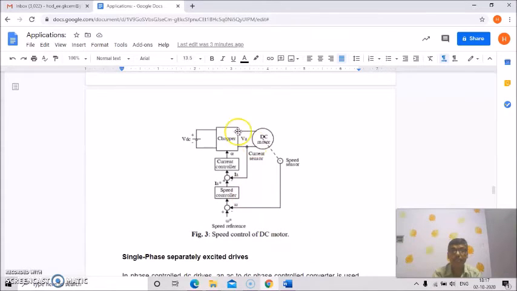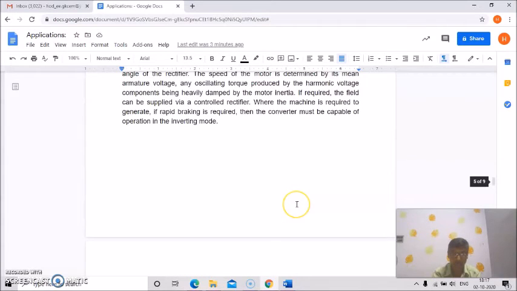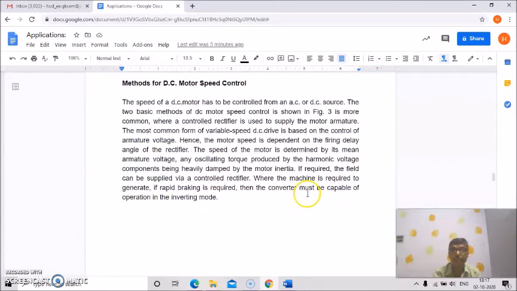Figure 3. We will discuss this speed control of the DC motor in detail, and this is the more common method where a controlled rectifier is used to supply the motor armature. The most common form of variable speed DC drive is based on the control of armature voltage, and hence the motor speed is dependent on the firing delay angle of the rectifier.